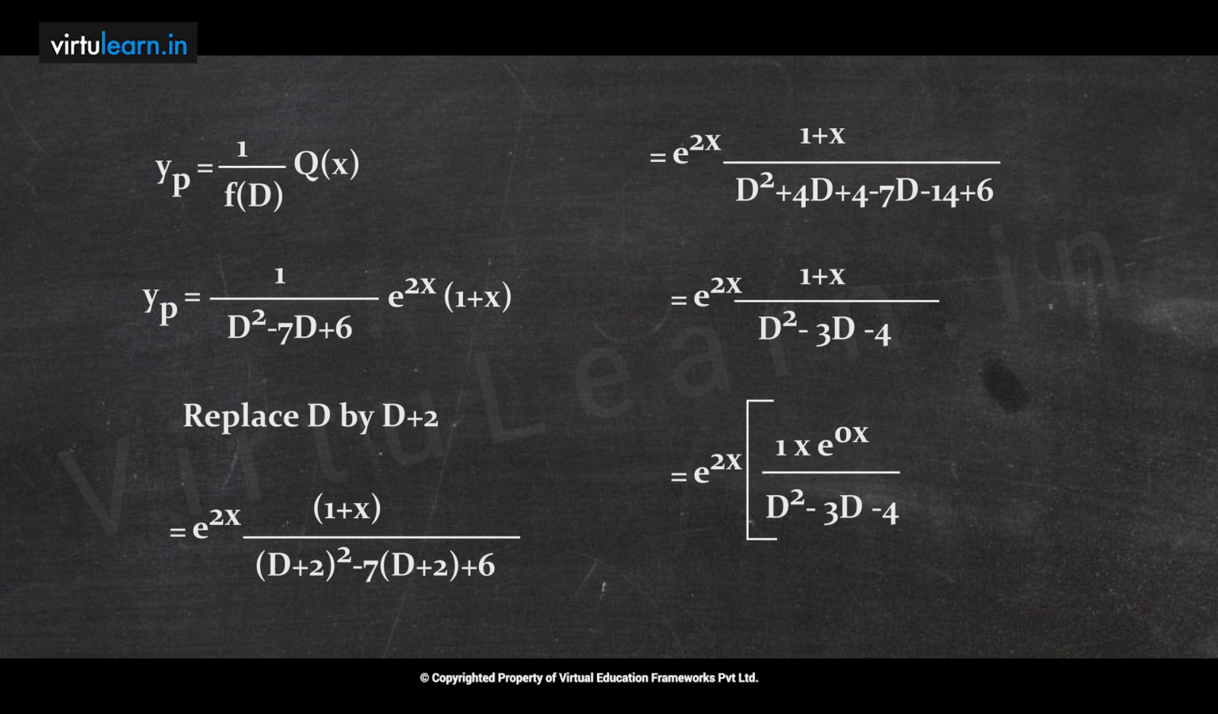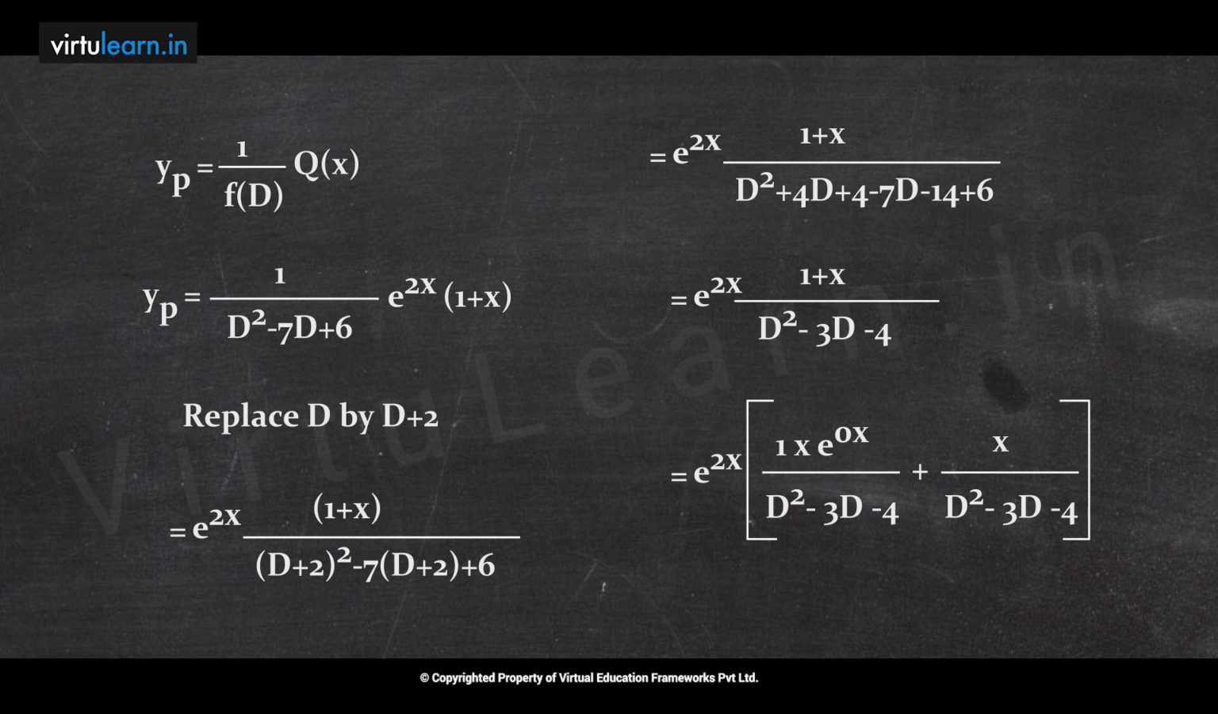Then in 1 plus x, instead of 1 I am writing e power 0x, and split it again: 1 by D square minus 3D minus 4 into e power 0x, plus 1 by D square minus 3D minus 4 into x. Observe this, 1 can be written as e power 0x, and e power 0x is nothing but 1 only. We don't have a method to solve the particular integral for a constant, that's why instead of a constant you should take e power 0x for every problem. Suppose you observe 100, take 100 into e power 0x. Suppose it is 25, take 25 into e power 0x, like that.